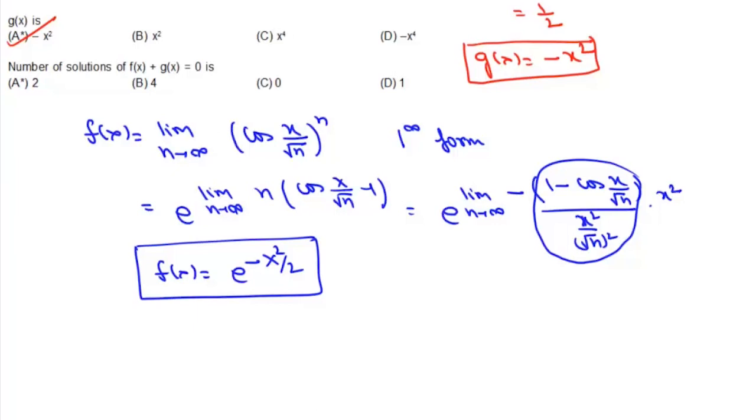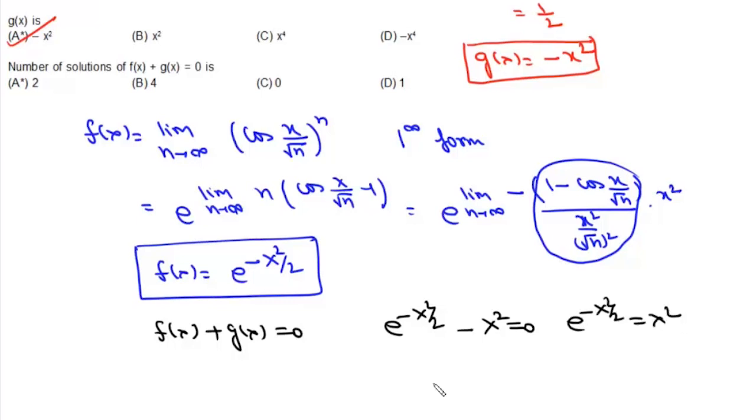So we have to find the number of solutions of f(x) + g(x) = 0. Now this is e to the power minus x square upon 2, and then minus x square equals 0. So you can write this as e to the power minus x square by 2 equals x square. So we'll use a graph for this.